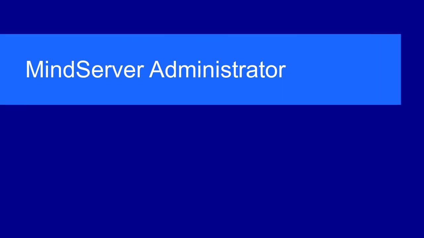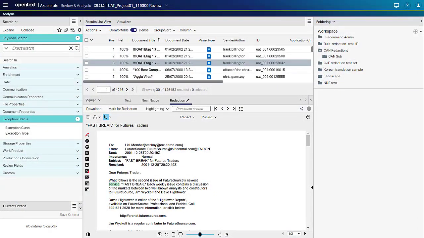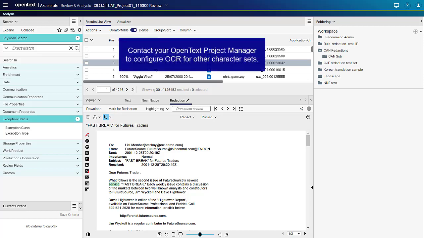MindServer Administrator, to run OCR in MindServer Administration or Axcelerate. Case Manager, to run OCR in Axcelerate. Carefully check the documents you want to select for OCR. By default, OCR in Axcelerate covers languages with Latin character sets, such as English, French, Spanish, German, or Polish. If you need to run OCR for other character sets, contact your OpenText project manager. They can configure the system for OCR of any character set supported by OpenText Capture Recognition Engine.